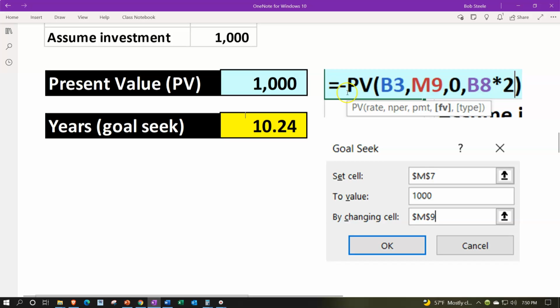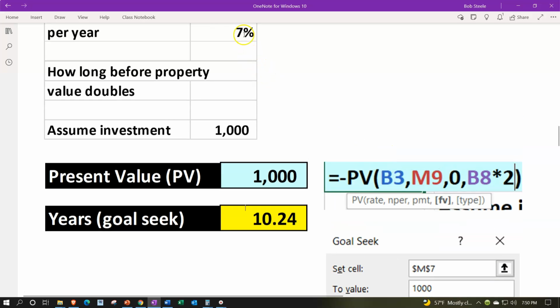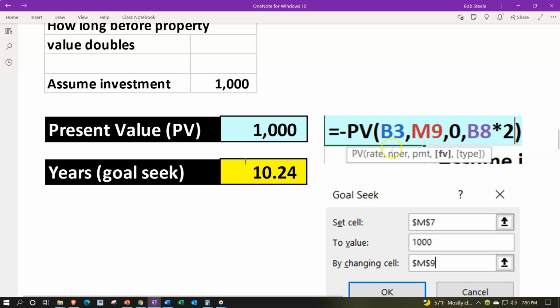So I'm going to say equals negative, present value is the function, PV, brackets to start the function, and then we go to our little arguments down here. So the rate is going to be the rate. We picked that up at B3, which is going to be that 7%. So the cell that 7% is in is B3. Then you type a comma. That will switch the argument to the next data input, which is the NPER, which stands for the number of periods.